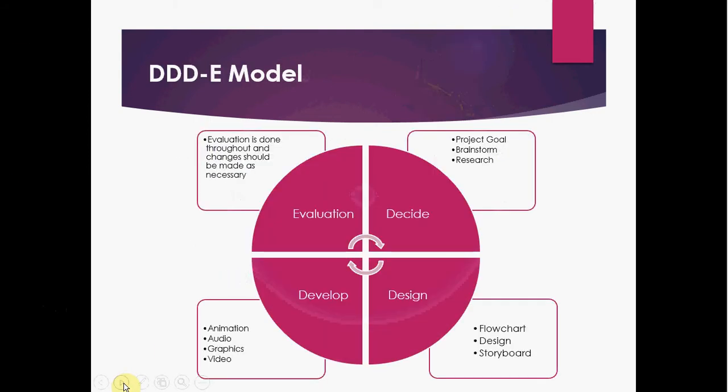This slide contains an example of the DDD-E model, which includes the four components of decide, design, develop, and evaluate. During the decide phase, the team decides on the project goal, brainstorms, and does research for their topic. The design phase has the team generating flowcharts and storyboards, while the develop phase includes animation, audio, graphics, and video. Evaluation is done throughout the process and changes should be made as necessary.